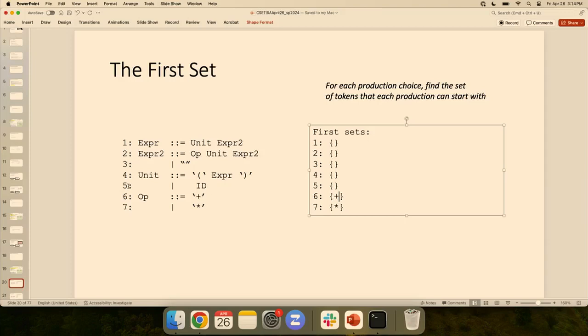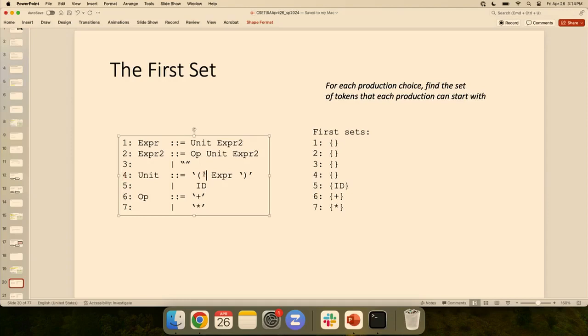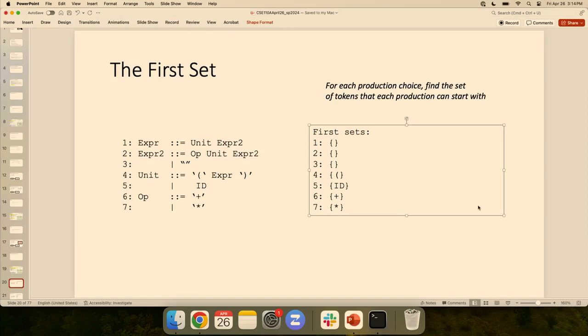Moving up to a unit. If you pick rule number 5, the next thing that you want to match is an ID. That's a terminal, so that's fine. If you pick rule number 4, the next thing that you need to match is an open parenthesis. Empty strings are a bit special, so they just go in the first set.